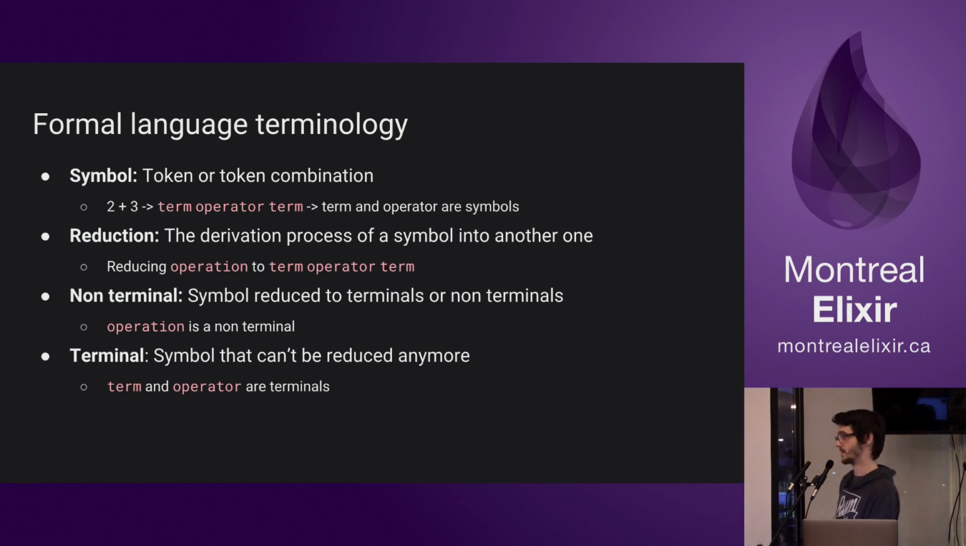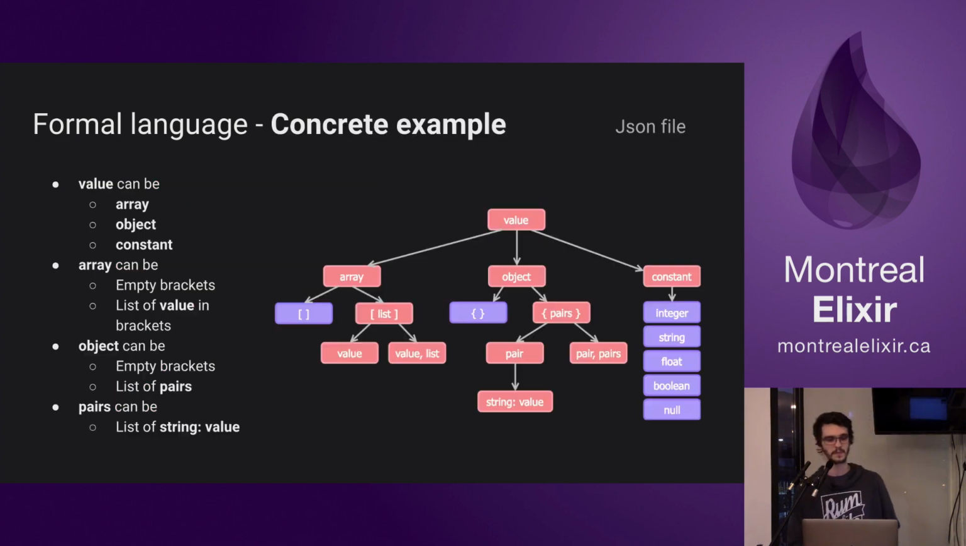So, for instance, we can reduce the symbol operation to a term operator term. This is called a reduction. We have non-terminals, which are symbols that reduce to terminals or non-terminals. So, for instance, operation is a non-terminal since it derives to term operator term. And we have terminals, which are symbols that can't be reduced anymore, like term and operator.